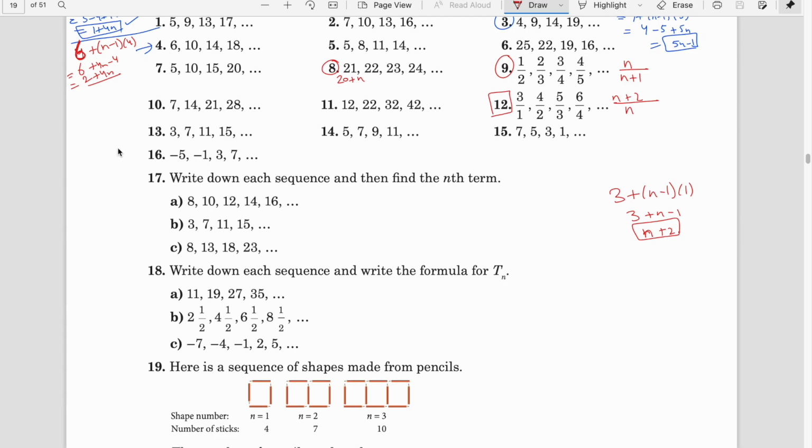Try question number 16. What is the value of d? Sorry, value of d?